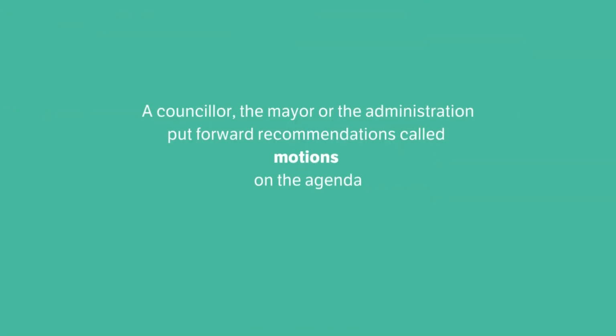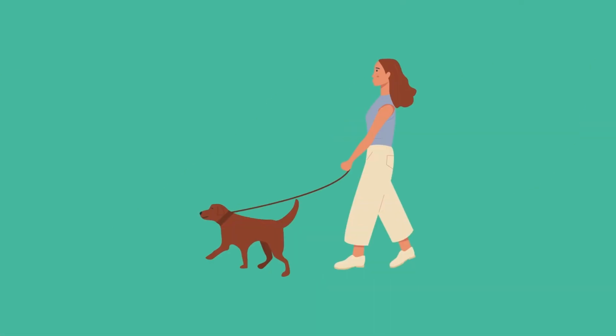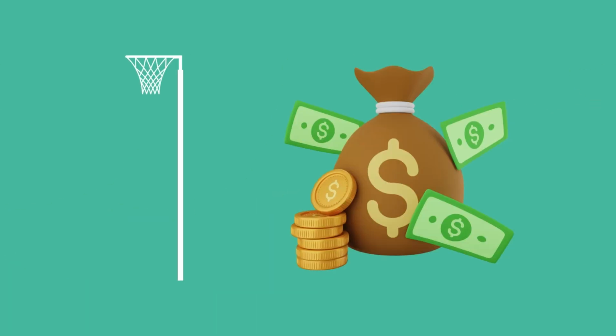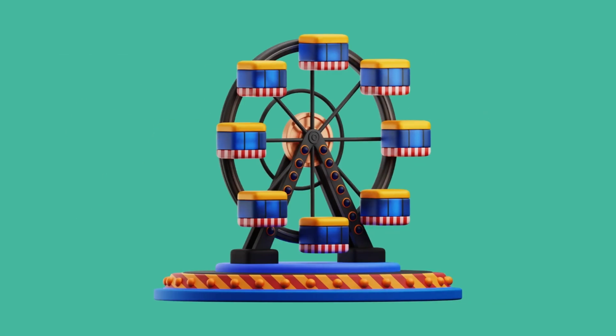A councillor, the mayor or the administration can put forward recommendations called motions on the agenda for a council meeting. These motions could contain anything, as long as it's a decision that the council has authority to make. For example, the motion could be a proposal to build a new skate park at a local playground, changing the rules about when and where dogs are allowed off-leash, allocating funding to resurface netball courts at a local netball club, deciding on whether a landowner can knock down a historically significant wall, what events the council should put on for the community to enjoy, and so on.